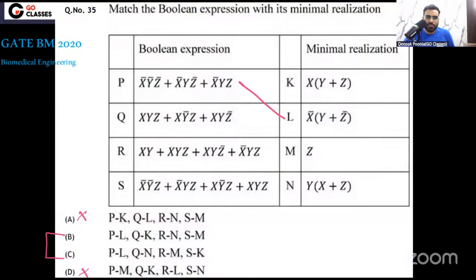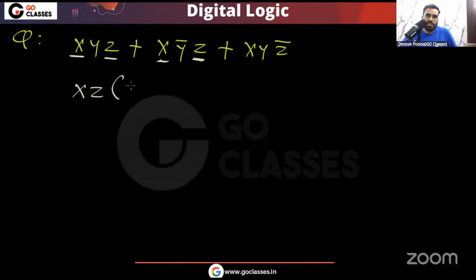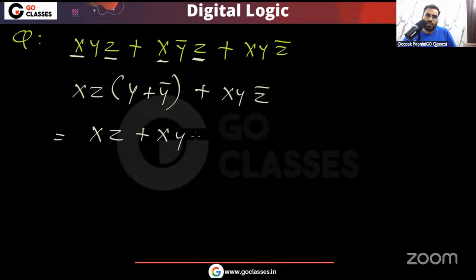Now let's see the next. Let's see Q. You can see XYZ or XY bar Z or XYZ bar. Correct. Now let's see here. You can just apply the algebraic simplification. Here you can see XZ, so you can take it out. If I take this XZ out, inside you will get Y or Y bar, that will become 1. Okay. So here you will get XZ or XYZ bar. Here we have X here, X here. You can take X out. You will get Z or YZ bar.